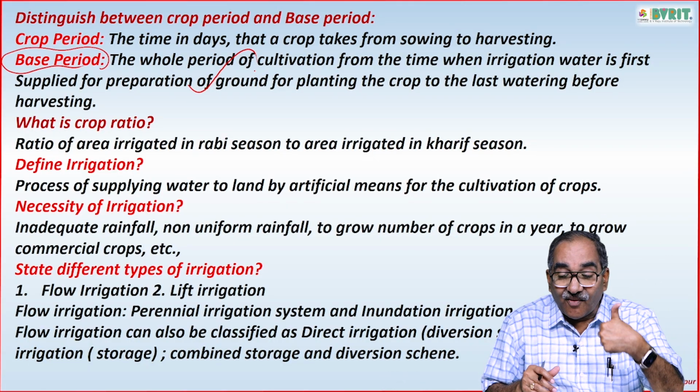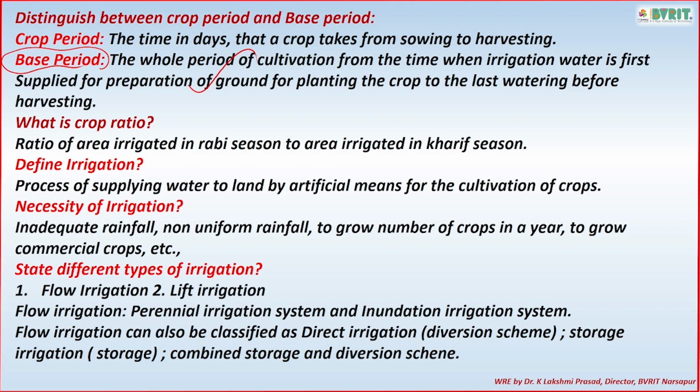Then what is crop period? Crop period means sowing the crop to the harvesting of the crop. When the plant is raised to the plant is harvested. It is not with reference to water, it is with reference to crop. Crop sowing, crop harvesting. Whatever duration is there between the two, that is what we call crop period.